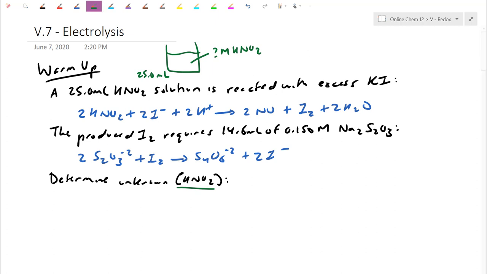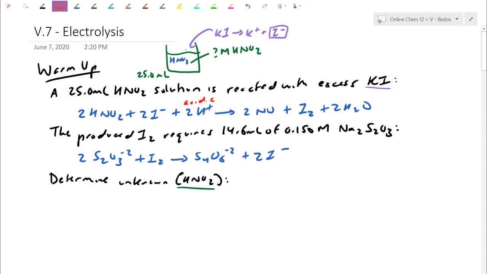What you do is you react it with an excess of KI. So you toss in a ton of KI. Why KI? KI, as a salt, is going to release iodide ions. So if there is HNO2 in solution and it runs into I minus, I see in the equation that it also needs to be acidic conditions.